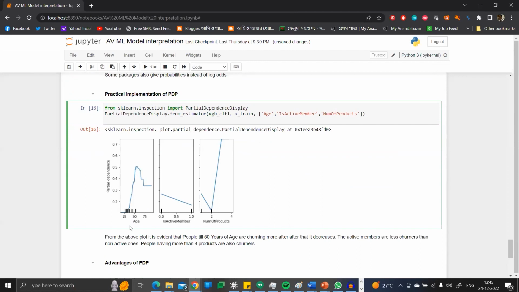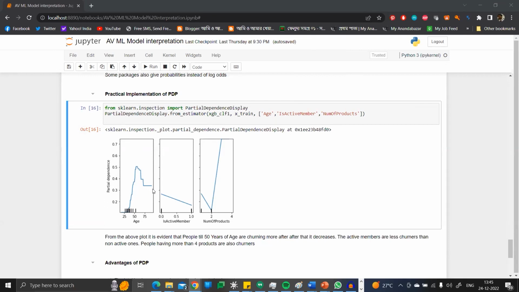Now you will see this is the first plot, which is age. How can we interpret it? I will give you the data set as well, don't worry, guys. Here, till age 50, if the age increases, your probability also increases. This is the probability for the churn. So if your age is increasing, your probability is also increasing. This means the chances of the person churning also increase till age 50. But after age 50, the chances of people churning decrease.